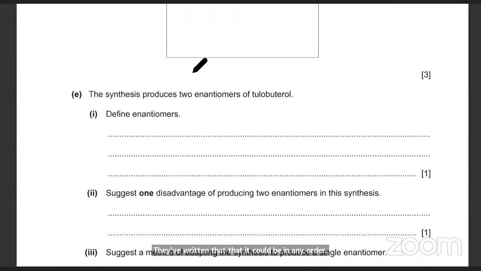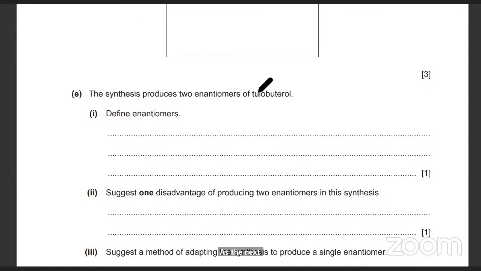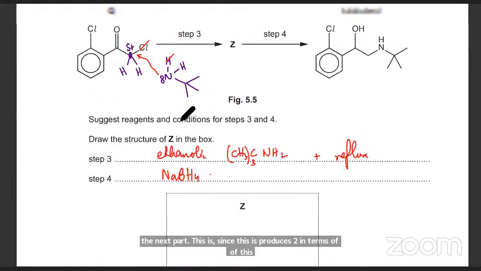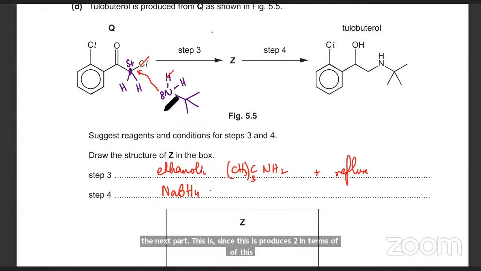As a next part, the synthesis produces two enantiomers of this 2-butanol. Define what an enantiomer is. What will be the structure of Z? The structure of Z will be the same, put this thing in place of Cl and attach.